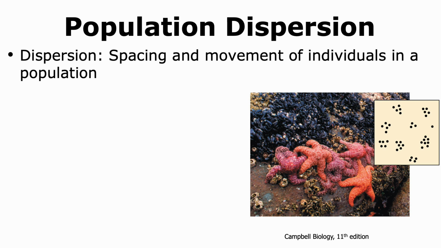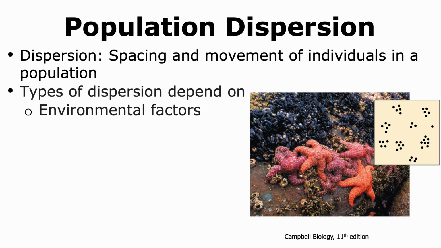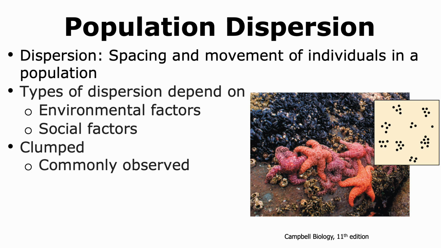Population dispersion is the spacing and movement of individuals in a population. There are different types of dispersion, and they depend on environmental factors and social factors. One type of population dispersion is clumped. This is a commonly observed dispersion, and in this case, we are able to see that individuals in the population tend to be in close vicinity to one another. Thus, they tend to form groups. There can be plenty of empty spaces between different groups of the population.